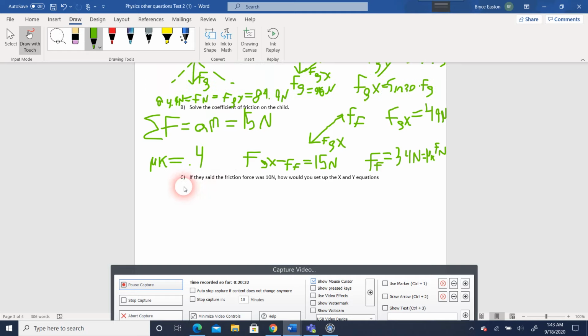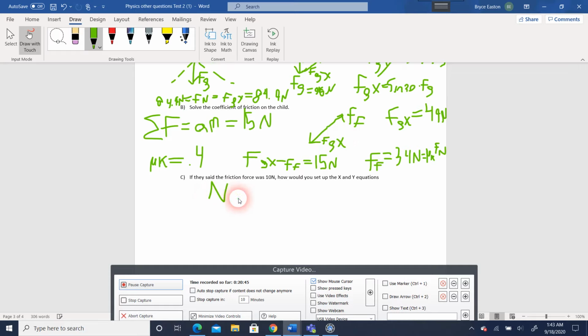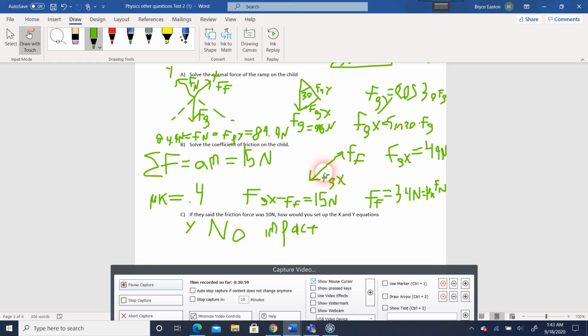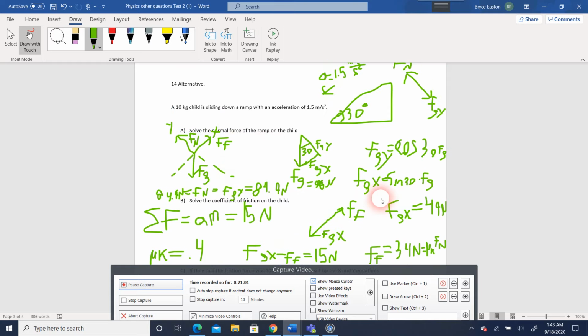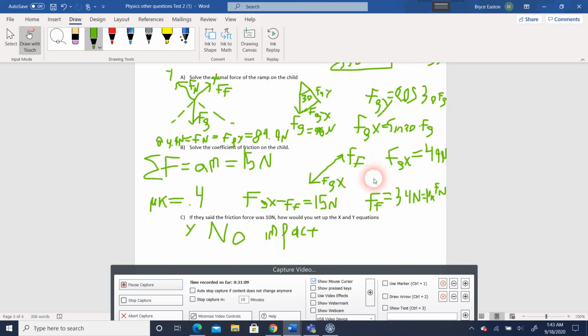So they want to know, if the friction force was 10 newtons, how do we set up the x and y equations? As pretty much the first thing, let's do y first. There's going to be no impact. If they actually ask this on a test, I would suggest writing out the same equations, but I want to save time. Since neither of these are affected by friction, these will stay consistent.